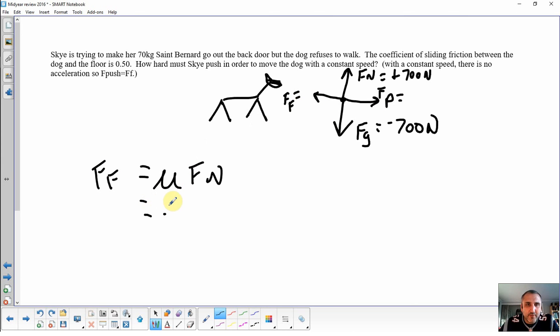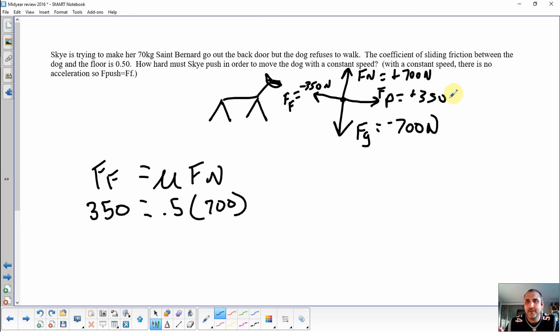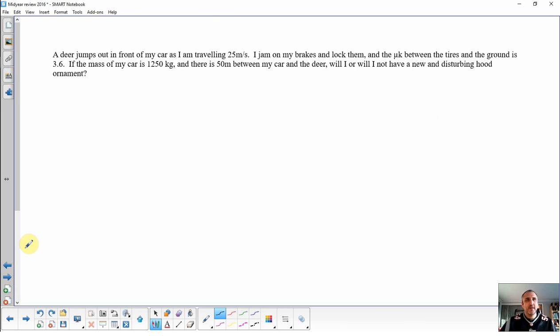Mu is 0.5. The normal force we just established is 700. So 0.5 times 700 is 350. If friction is 350 to the left, that's a negative 350 newtons, which means the push force must be positive 350 newtons. There, I hope so. Not hard. We're just trying to make you get used to using the frictional equation.